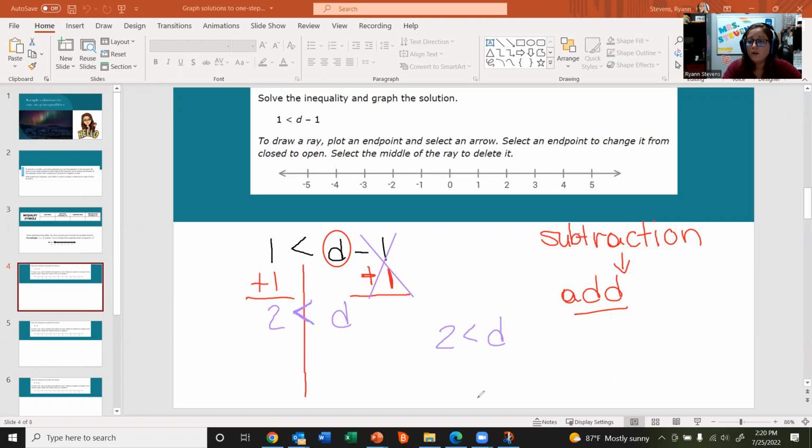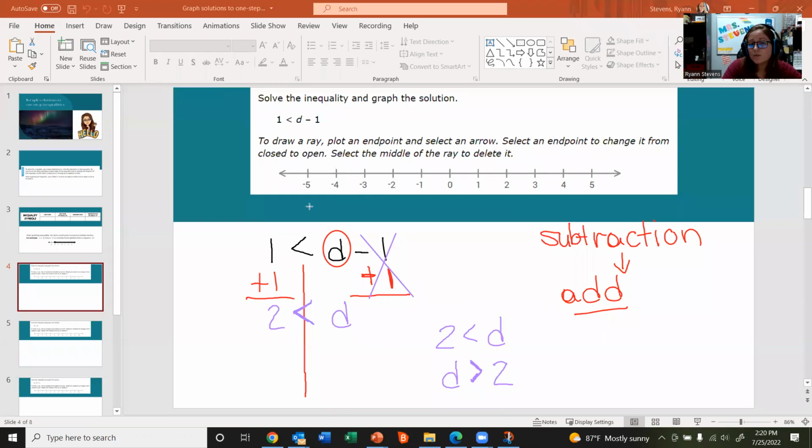Or you could read it the other way, but be careful when you do this because the inequality sign is pointed opening towards the d. So you would flip it in this case to have it read correctly. So this is the same thing. 2 is less than d, or d is greater than 2.